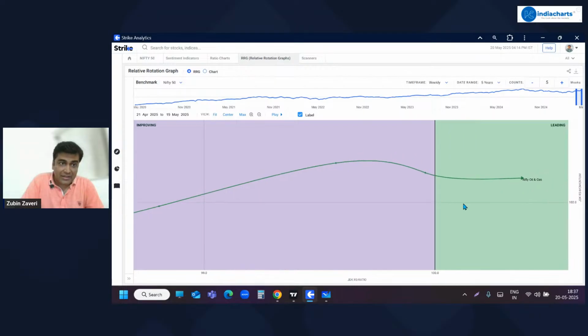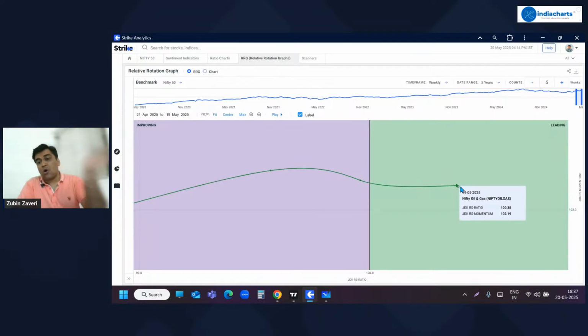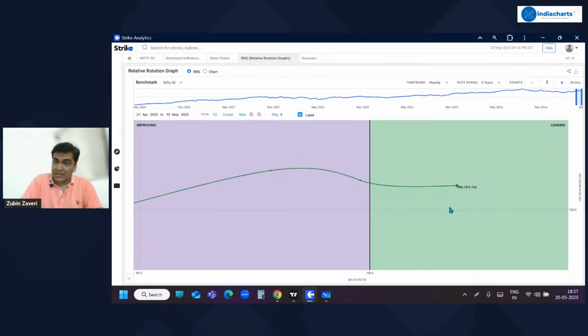So what will happen if tomorrow oil and gas performs a little bit more, you will see that the arrow has changed position. It would come ahead slightly, but the date on that last point will be 19th only. So the date will change on next Monday. Is that clear?